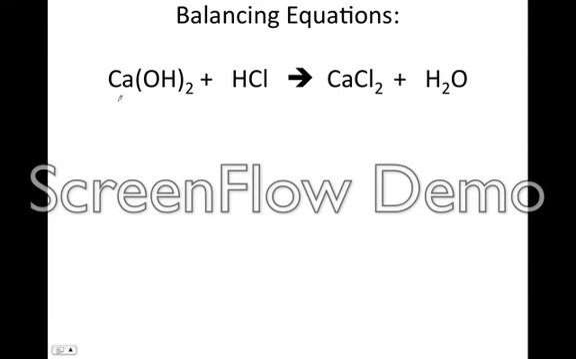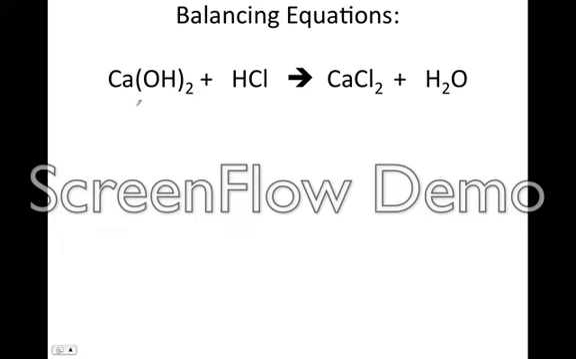Let's consider balancing equations. If you look at the equation shown, one of the things that you want to do is to be sure that you have the same number of atoms of each element on each side of the equation, such as calcium, oxygen, hydrogen, or chlorine. So let's look at each of those.